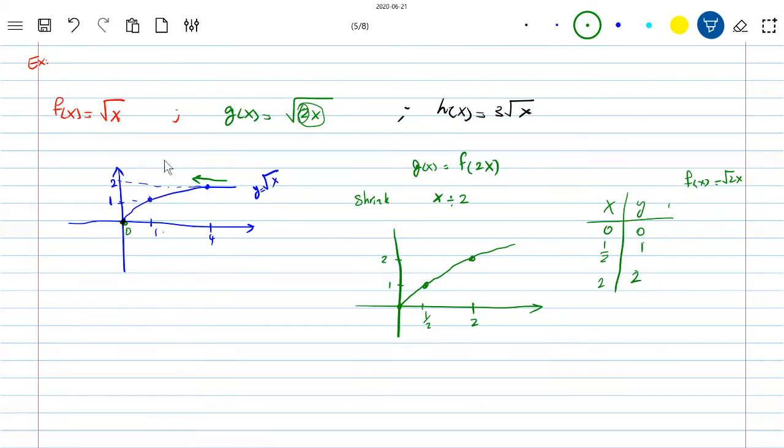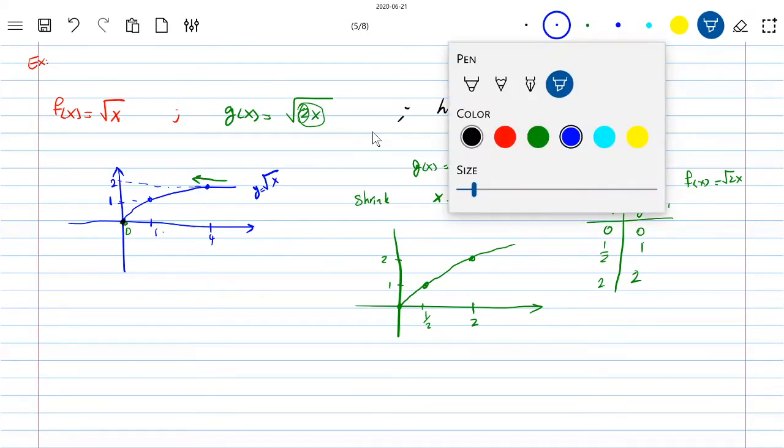Then draw a curve through those. But based on the idea of transformation, you can do this as well. Start with a simple function f, then you can generate the function g as well as the function h. Now, how do we graph the function h?